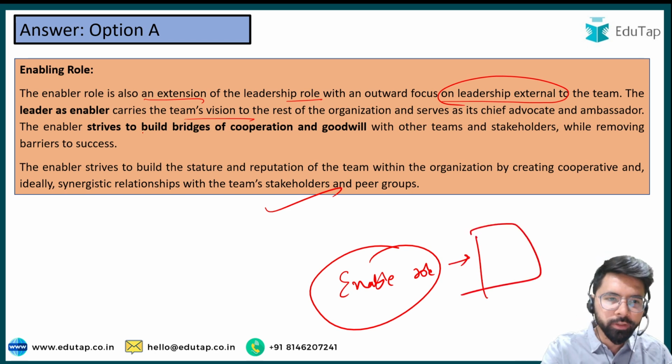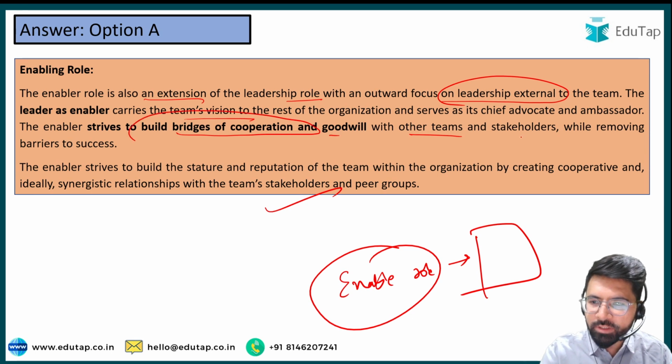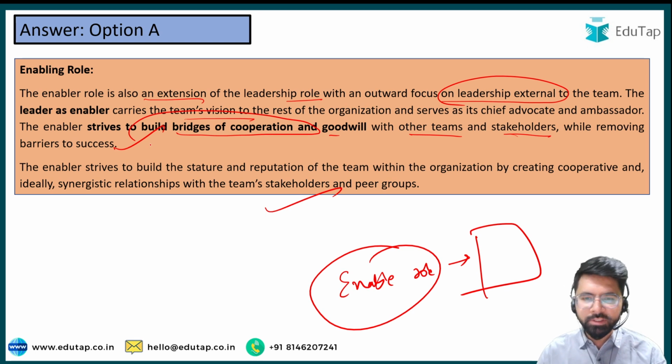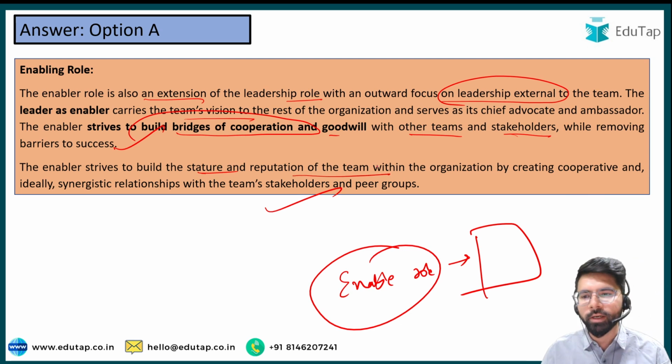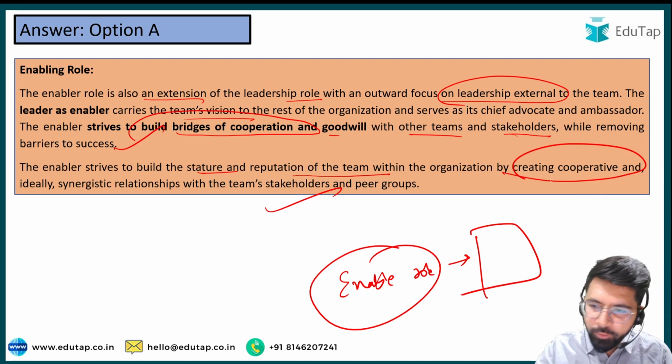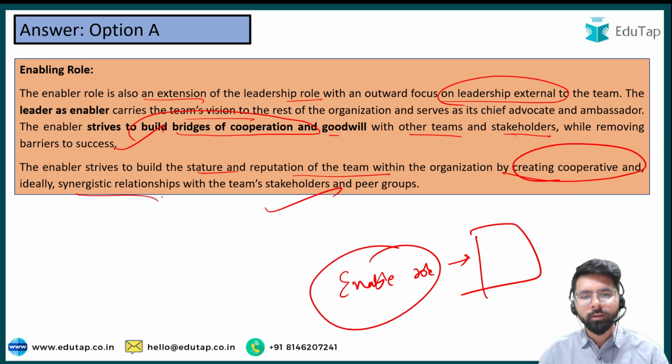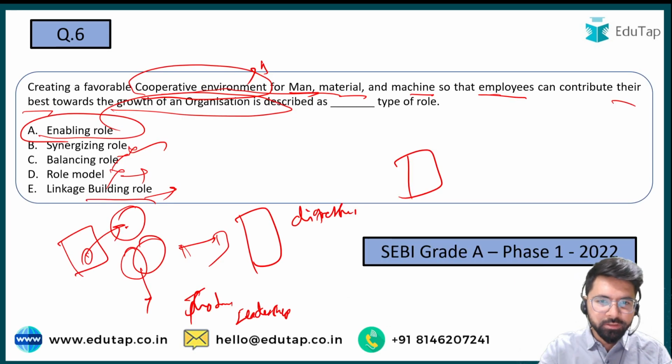the enabler strives to build bridges of cooperation and goodwill with other teams and stakeholders while removing barriers to success. So he will create an ecosystem where the members within the team are able to push themselves to higher results. The enabler strives to build the stature and reputation of the team within the organization by creating cooperative and ideally synergetic relationships with the team stakeholders and other peer groups. So I hope that is very much clear, friends.